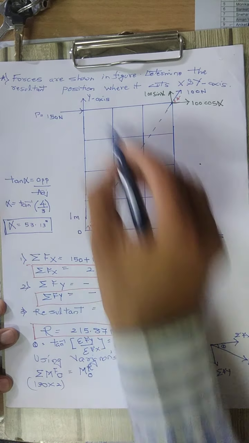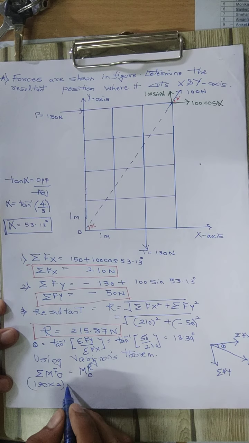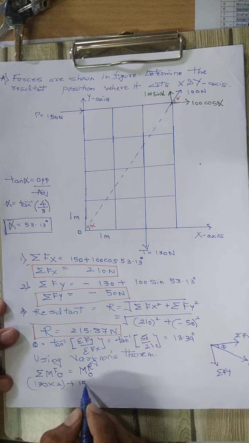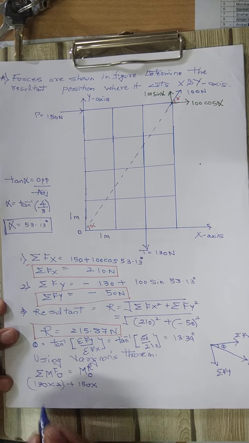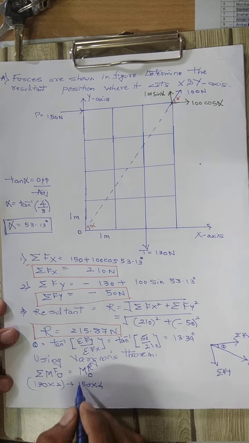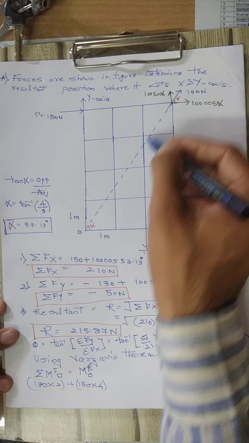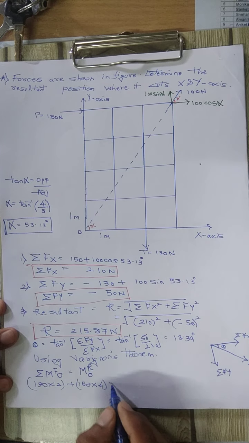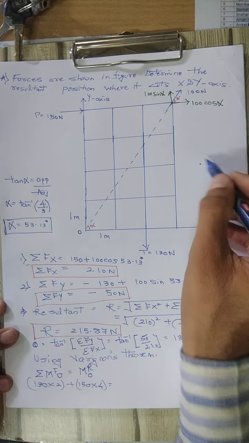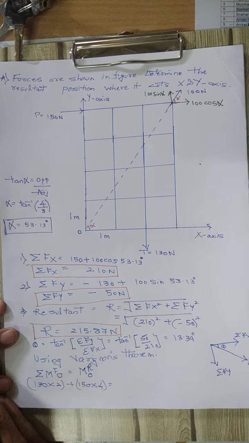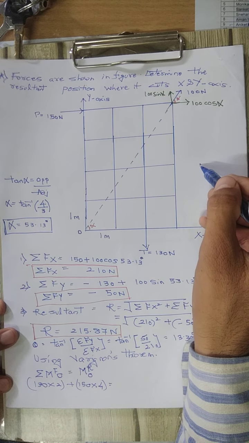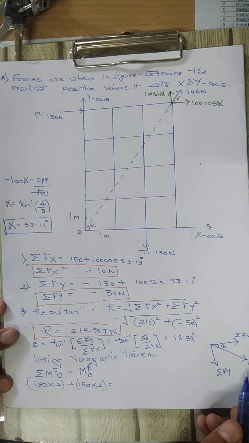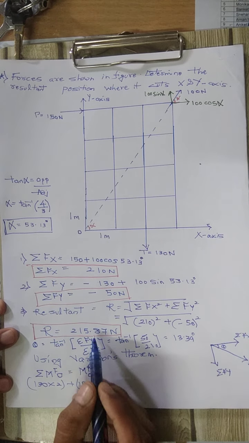How is it moving? About this, clockwise. So again plus 150 into 4 meters. What about this 100? The 100 will not be taken because it is along the same line of action. Okay? That is equal to the moment of this resultant, which we have imagined here, about this point O. So what is the value of this resultant? The value of this resultant we have taken as 215.87.